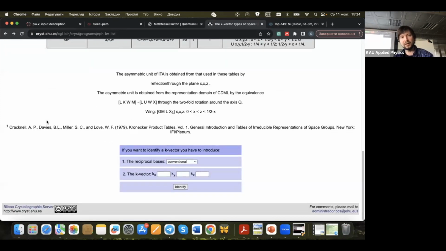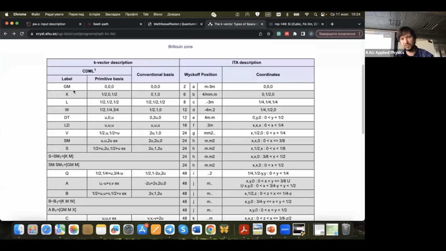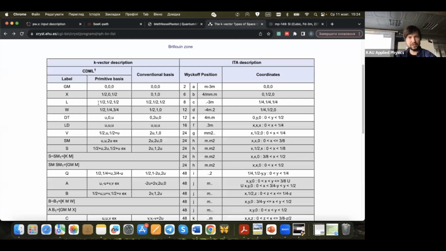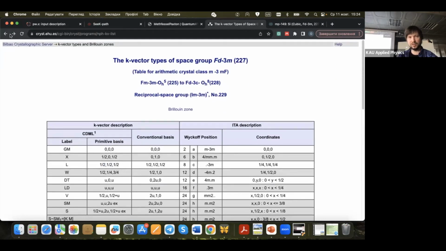And we should choose some closed path inside this Brillouin zone. Here you see some useful information: the coordinates of these points in the Brillouin zone. Gamma is 0, 0, 0 because it's the center. X is 1 half, 1 half, 1 half, and we can see them here. 0, 0, 0, 1 half, 0, 1 half, 0, 1 half, 1 half, 1 half, L. Where is L? Here is L. So we can take coordinates from Bilbao by choosing the space group, and the Brillouin zone corresponds to some space group.